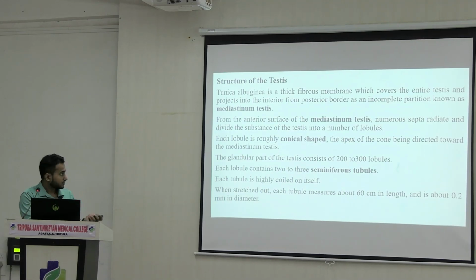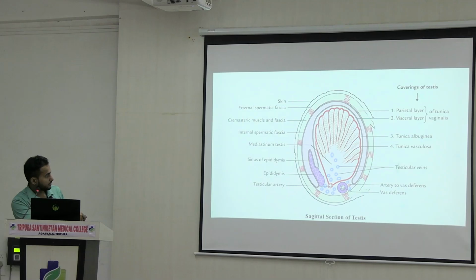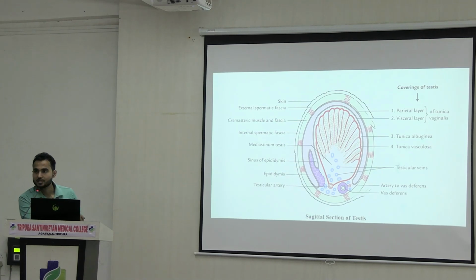So, I am talking about this mediastinum testis. From the mediastinum testis, you can see the septa radiating, and it is dividing the testis into smaller lobules. So see, this is one lobule, this is one lobule, this is one lobule. What is the shape of the lobule? Conical in shape. The apex is directed towards the mediastinum testis.